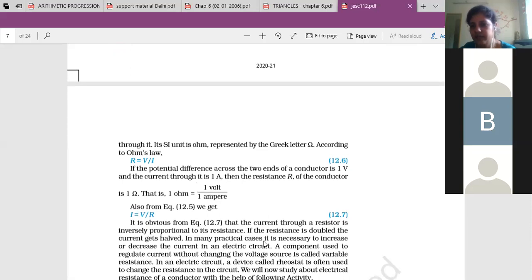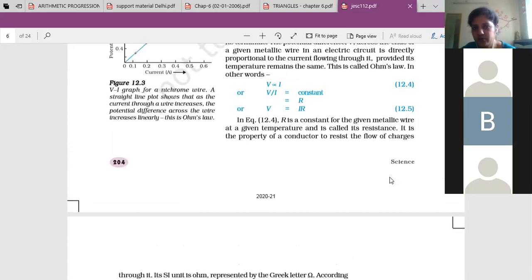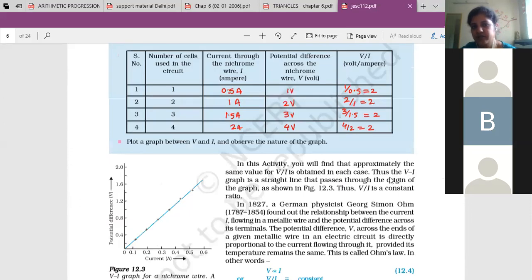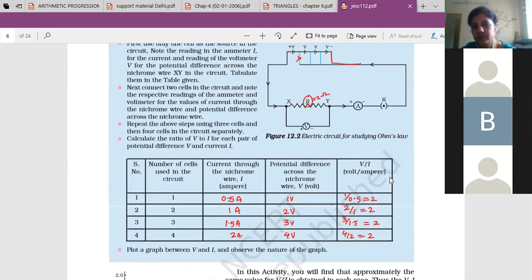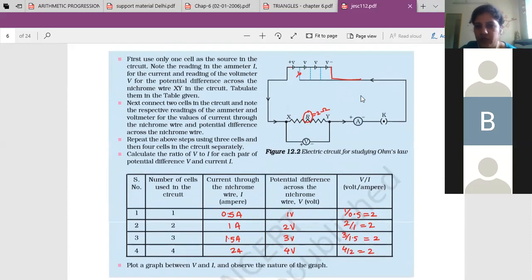Is this clear? Yes, ma'am. Verification clear? Yes, ma'am. Okay. So draw the diagram, write the observation table and draw the graph. Write the diagram first, draw the diagram, then write the observation table.